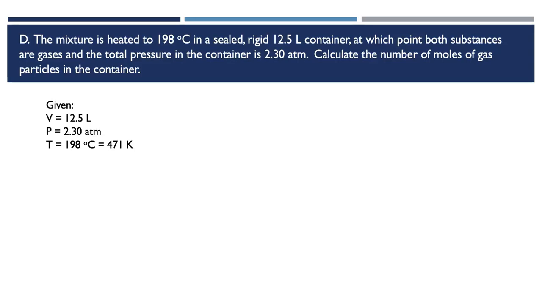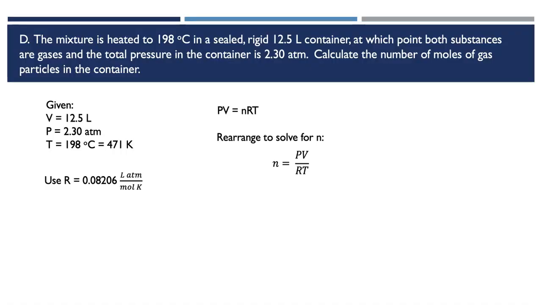Listing your knowns is always a good idea. We're given that the volume is 12.5 liters, that the pressure is 2.30 atmospheres. We're given a temperature in degrees Celsius. I'm going to go ahead and convert that straight into Kelvin. We need to solve for moles, so that tells me the ideal gas law is the equation that I want, and I can rearrange it to solve for moles, or n, and that would give me PV over RT.